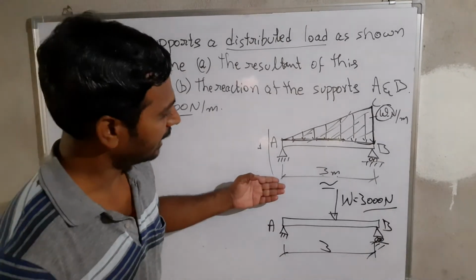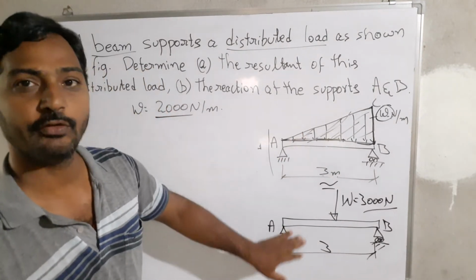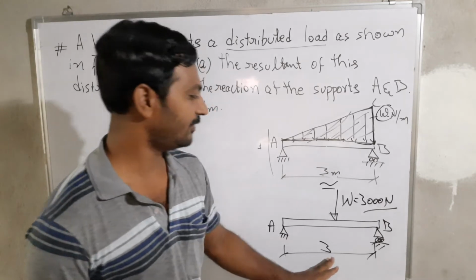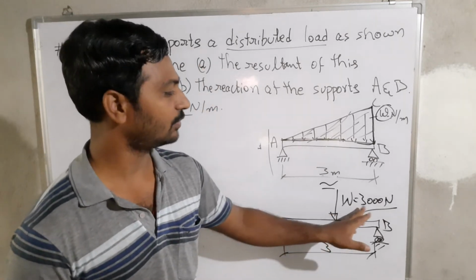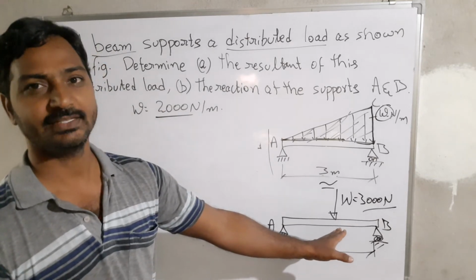And here, graphically, the distributed load is being converted into a point load. That is on the AB beam with a 3 meter length. That W is equal to 3000 newtons. Now, we need to find out the location where exactly it is going to be located.